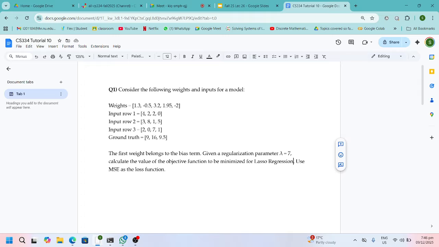Let's recall over here that lasso regression was L1, all right? And you're going to use the mean squared error as your loss function. I will encourage you to have a pen and a notebook or something with you, and I will give you a few seconds here.